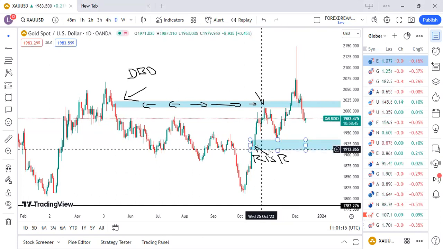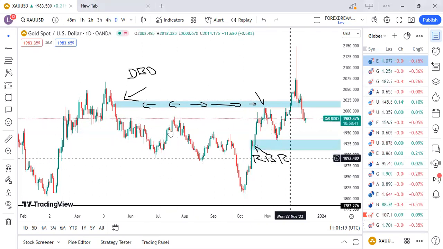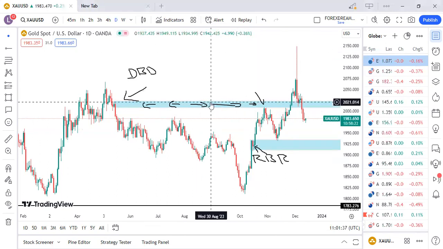Here, you just use a rally-base-rally, you use a drop-base-drop, but before you start analyzing, you start on a higher time frame to check the actual direction of the market. Once you check the actual direction of the market, you now know that the market is going up. You now know that the market is going down. Therefore, whatever you're going to be doing, it will be easy for you because you know where the market is headed.